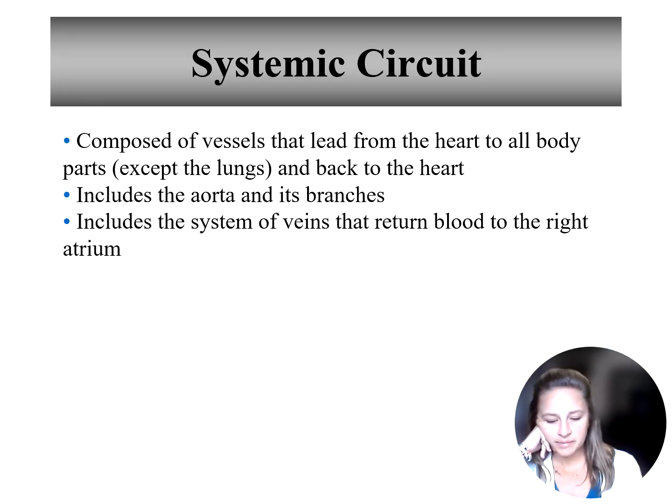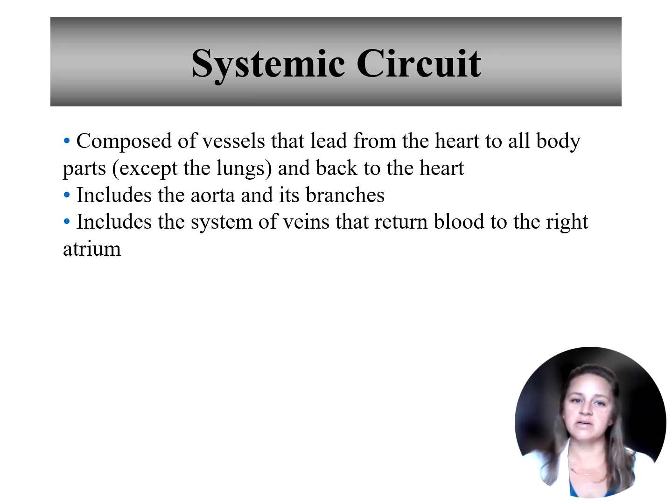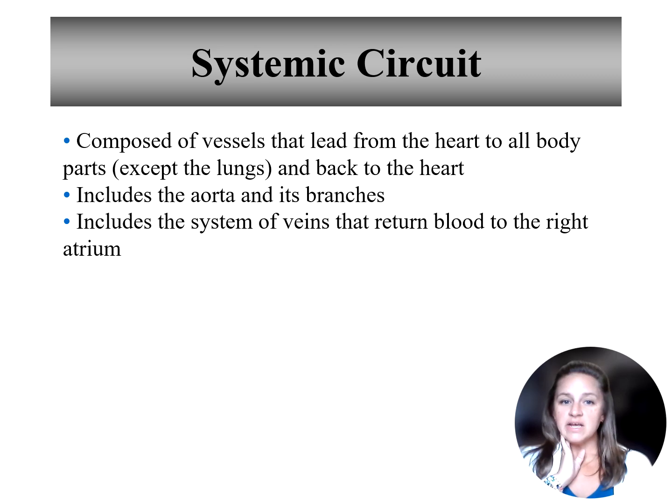Okay, so let's talk about the systemic circuit. So this is going to all the other parts of our body, and this is composed of vessels that lead from the heart to all the body parts except to the lungs. Remember, the lungs are the pulmonary circuit. So everything except the lungs is called the systemic circuit. And it includes the aorta and its branches.